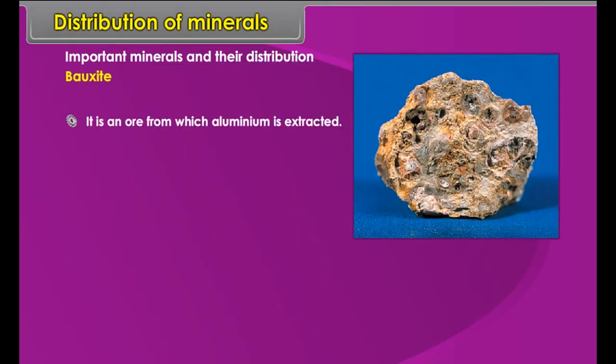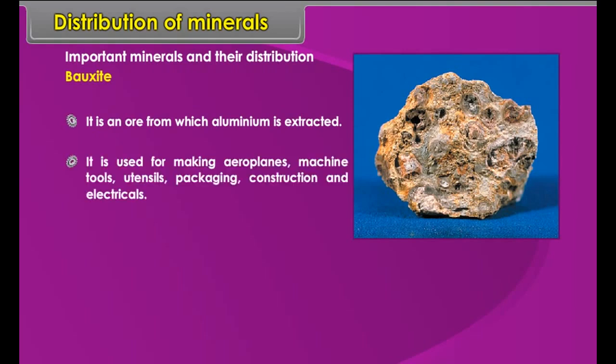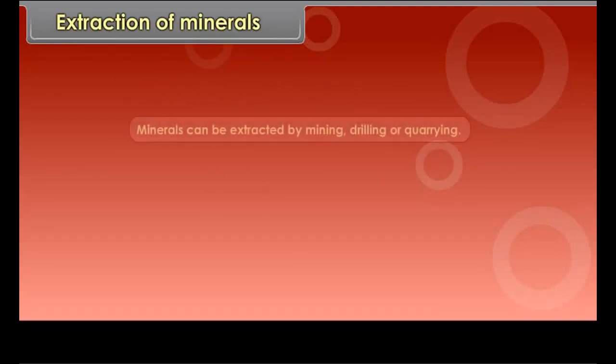Bauxite. It is an ore from which aluminium is extracted. It is used for making airplanes, machine tools, utensils, packaging, construction and electrical materials. Extraction of minerals. Minerals can be extracted by mining, drilling or quarrying.